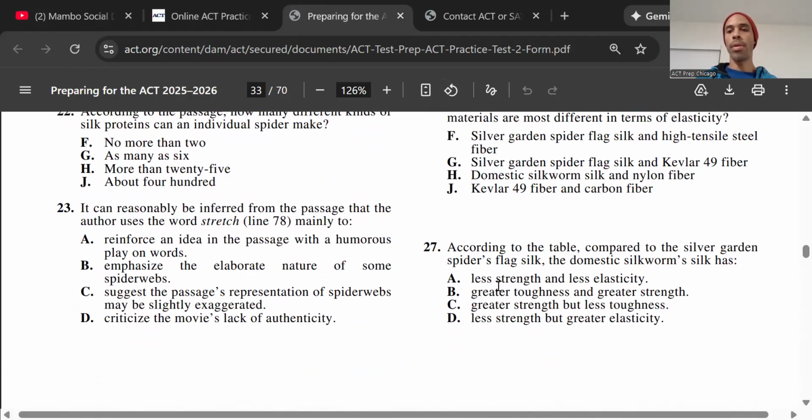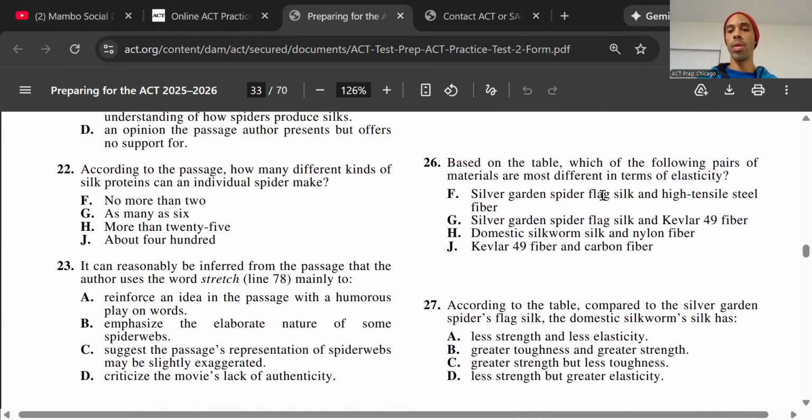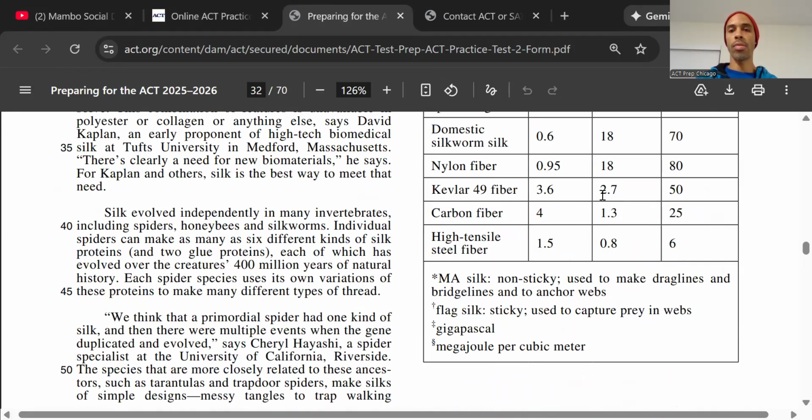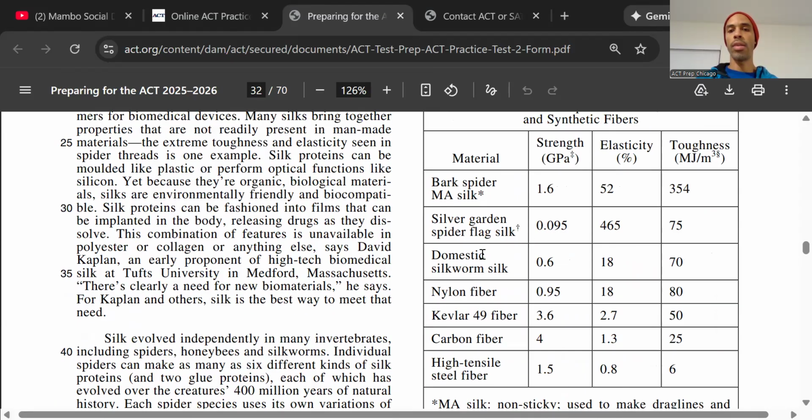According to the table, compared to the silver garden spider's flag silk, the domestic silkworm silk has... So you're comparing the silver garden spider flag silk to the domestic silkworm silk, but whenever you have a comparison, you have to get the focus of the comparison, which is on the domestic silkworm silk. Is it less strong and less elastic than the silver garden? We know it's less elastic, but is it less strong? No, it's not less strong. The domestic silkworm is stronger than the silver garden because 0.6 is greater than 0.09.